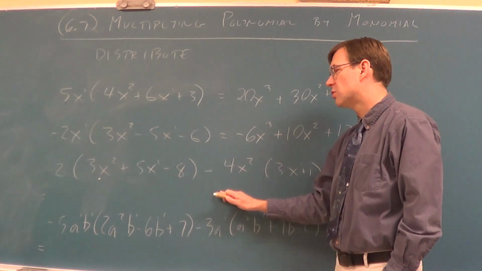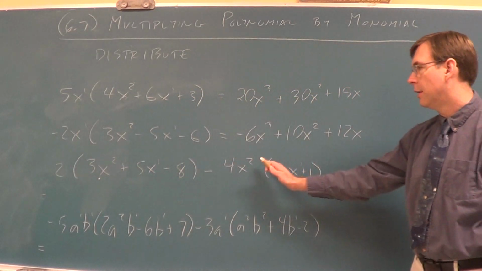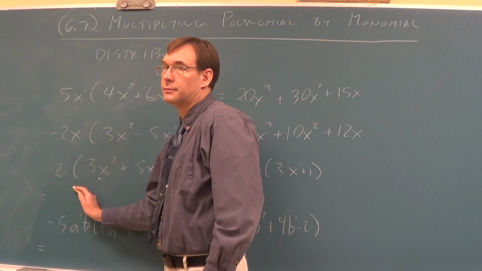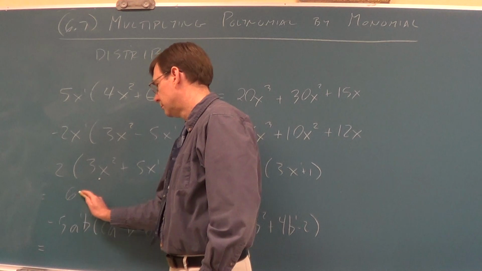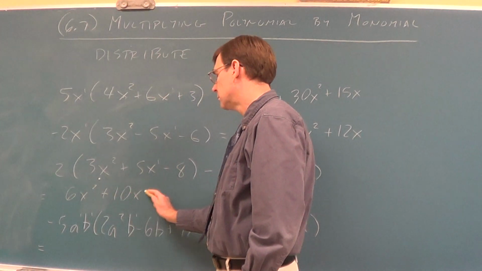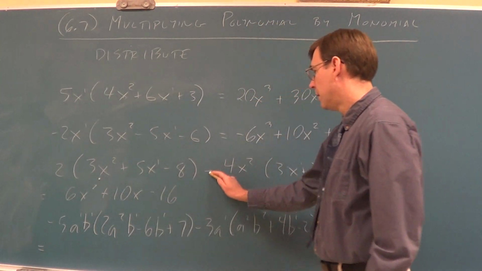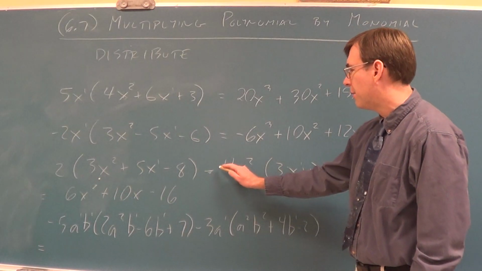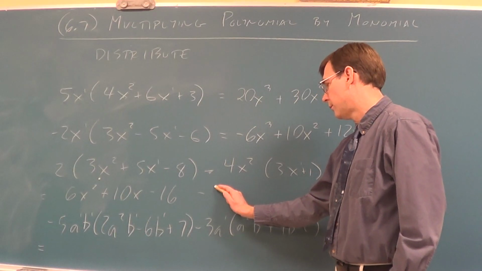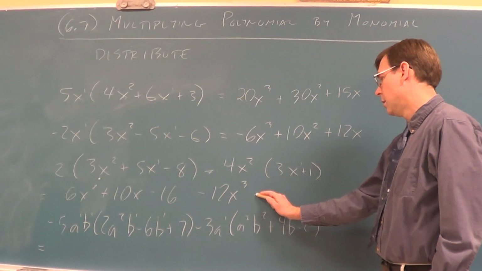This one's a little harder because there's 2 of them. So we're going to have to do this one. Then we're going to have to do that one. And then we're going to need to put it all together. So distribute this. 6x squared plus 10x minus 16. Agreed. This is going to do some sign switching, or think about negatives multiplying positives, however you want to think about it. Negative 12x to the third. Agreed. Plus 4x to the third.